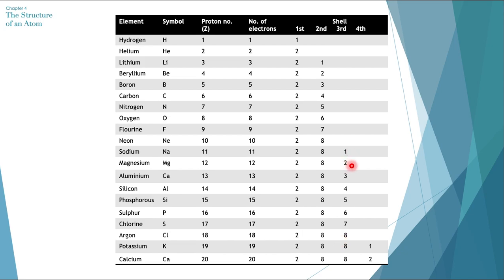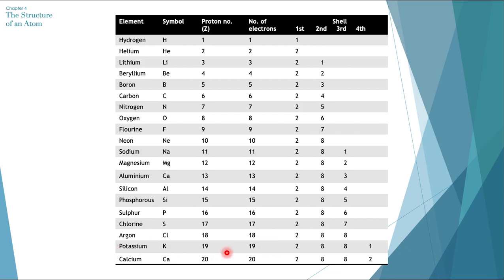Magnesium has 2 in the third shell, silicon has 4 in the third shell, sulfur has 6 in the third shell, and in the end, argon has 8 electrons in the third shell, 8 electrons in the second shell, and 2 electrons in the first. So the third shell, even though it can hold up to 18 electrons, gets filled with only 8. And so the other electron goes to the fourth shell, as in potassium.